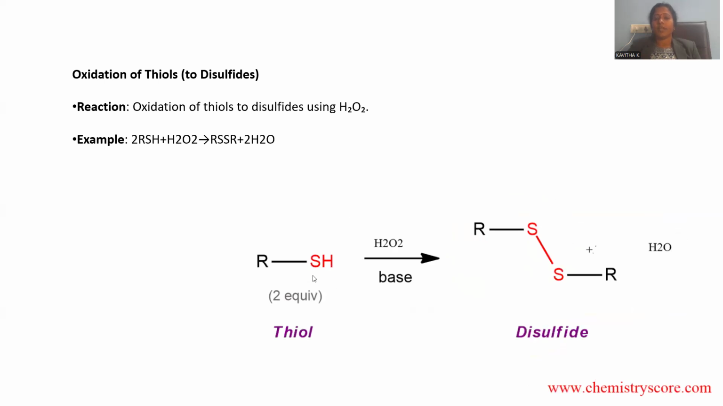Oxidation of thiols. Whenever a thiol is taken, thiol stands for SH being present. Instead of oxygen, we have S. If OH is there, it is hydroxyl; if SH is there, it is thiol. Thiol can be treated with hydrogen peroxide. There is a provision for dimerization. This is the reaction called dimerization. Two equivalents are required initially. Whenever two equivalents are taken, both bind at the sulfur, so that a sulfur-sulfur linkage is obtained. That is called a disulfide. Disulfide is the ultimate product of this oxidation.